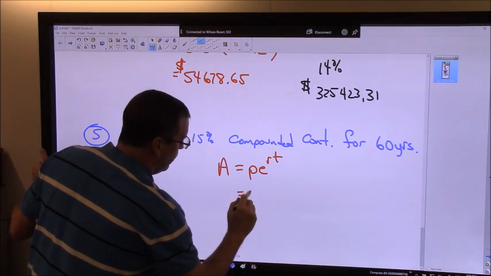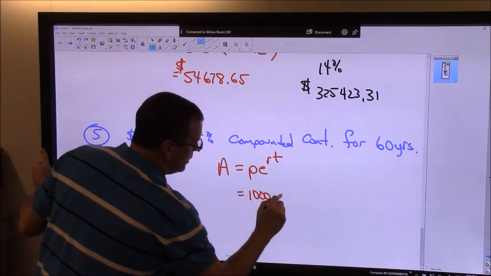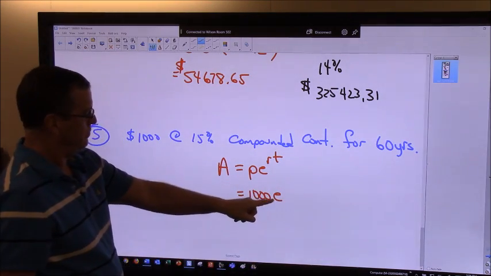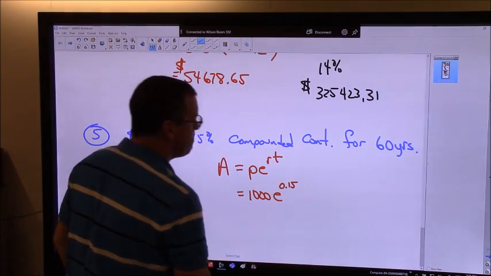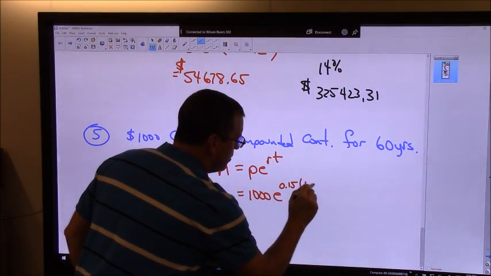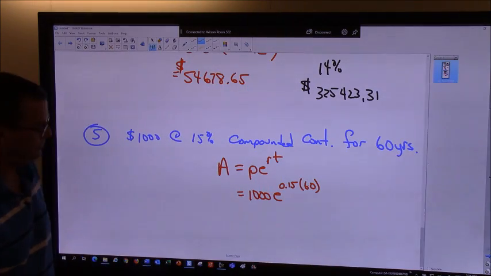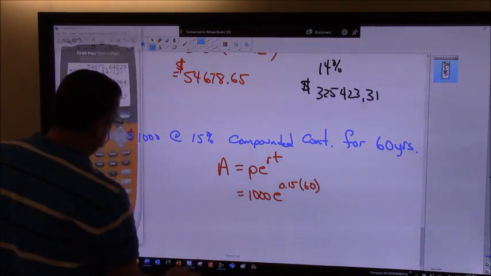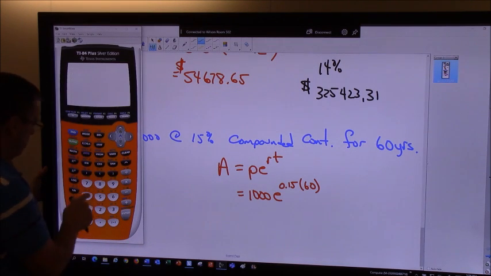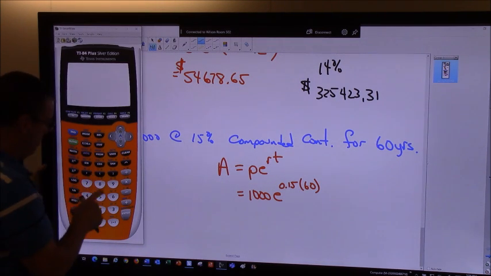So that's $1,000 times e, remember it's just a number. My interest rate is 0.15 times 60 years. So the r and the t are both in the exponent. So I grabbed my calculator, 36 million, that was a lot of money.